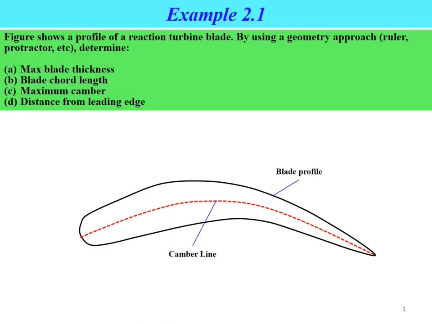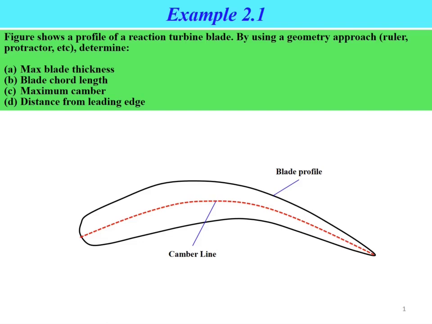Okay, now try to look at this example 2.1. So you need to answer the question. The figure shown in the example is a profile of a reaction turbine blade. By using a geometric approach, ruler, protractor, and others, determine A, the maximum blade thickness, B, the blade chord length, C, the maximum camber, D, the distance from the leading edge.